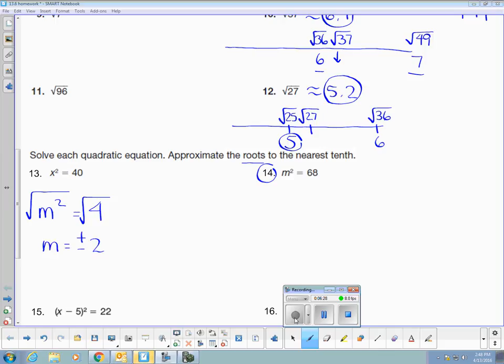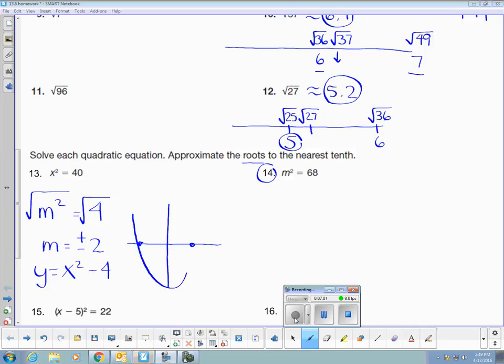Now, why is that? Well, there's a couple of reasons. Positive 2 times positive 2 is 4, and negative 2 times negative 2 is also positive 4. But what I want to remember is I have a quadratic function. When I graph a quadratic function, for example, the equation y equals x squared minus 4, I get two roots, or two x-intercepts. One is at positive 2, and one is at negative 2.